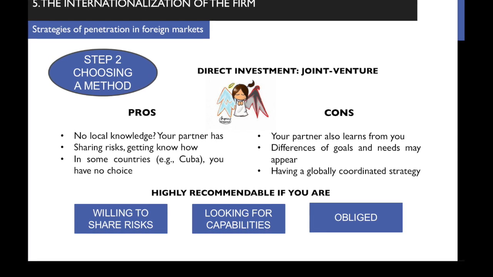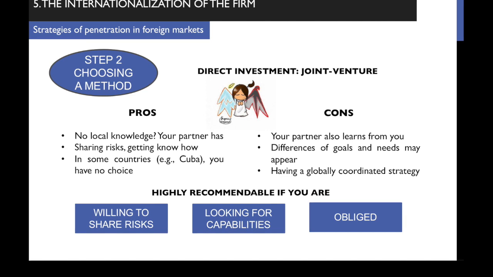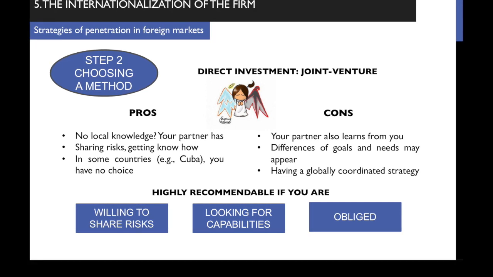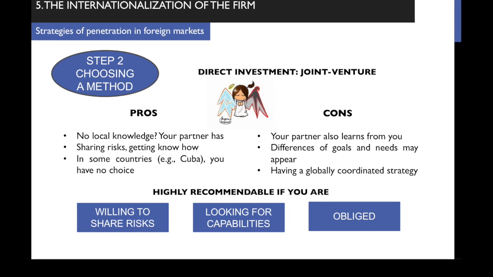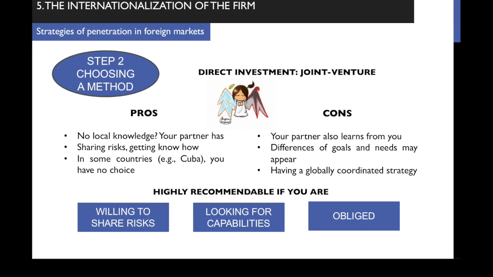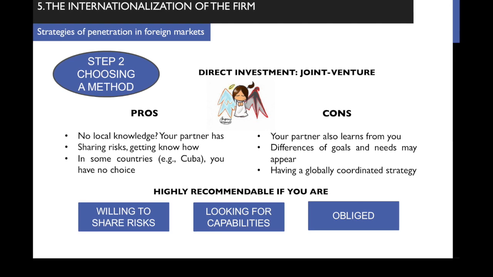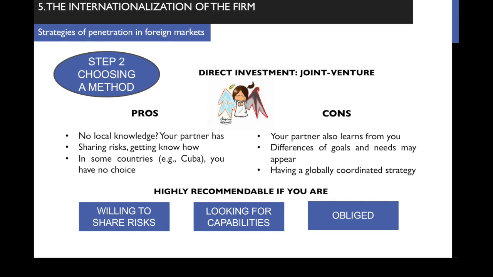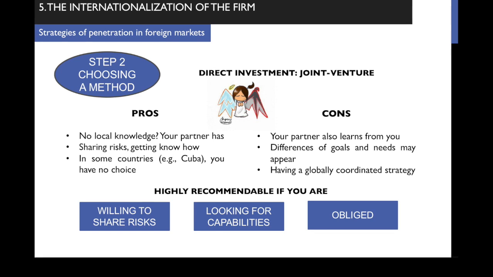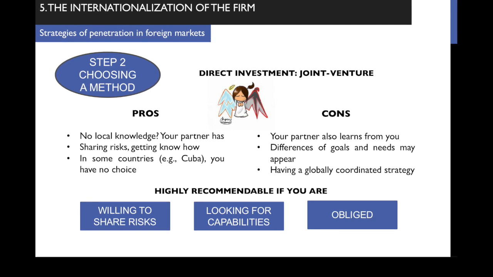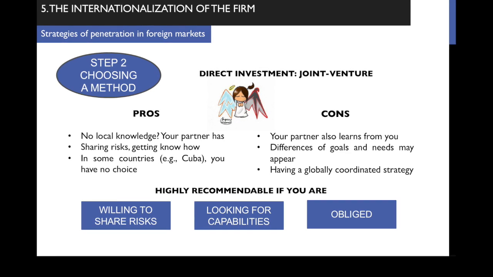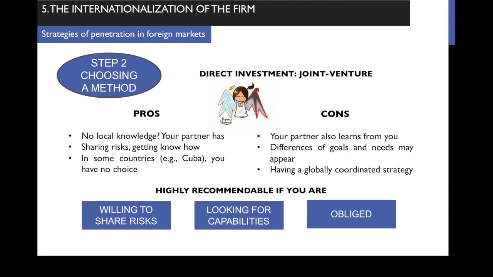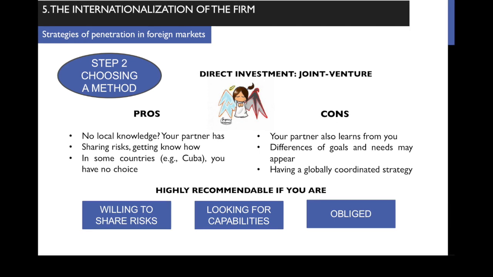Which are the cons? Well, again, as in cooperation, the local partner will learn from you. And maybe one day or another you are going to be redundant in this business. There could be differences of goals and needs between the local partner and the foreign partner. And finally, again, as in cooperation, it's more difficult to have a globally coordinated strategy because you have got different local partners which have got different goals, the joint ventures are different from each other, and so on.